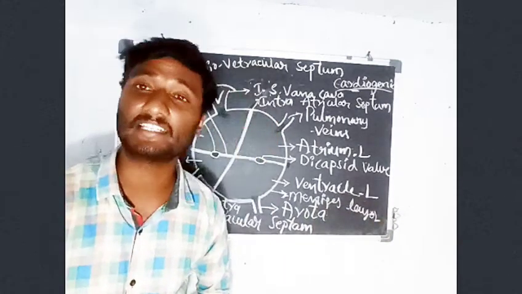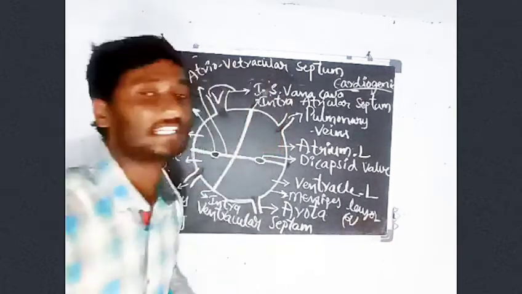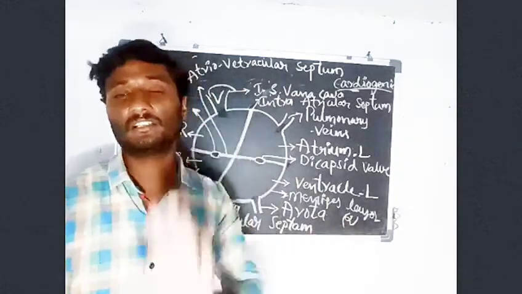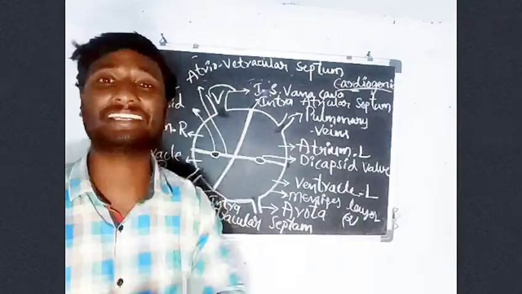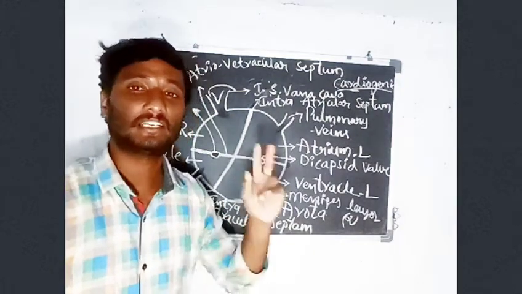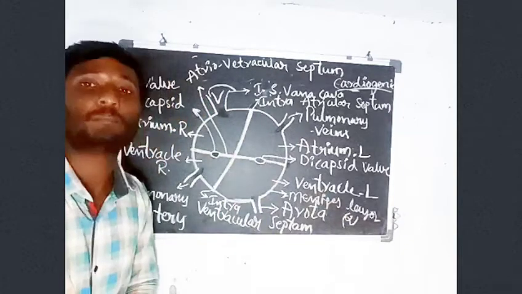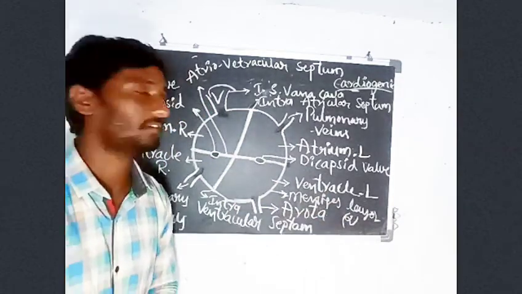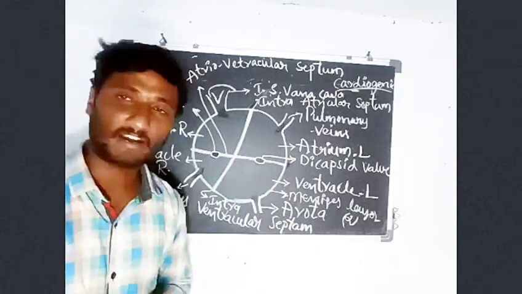Meningeal layer. The meningeal layers are present on the heart in the form of 2 layers. The 2 layers are controlling and protecting the heart. The main function of the meningeal layer is protecting the heart. That is the main function.